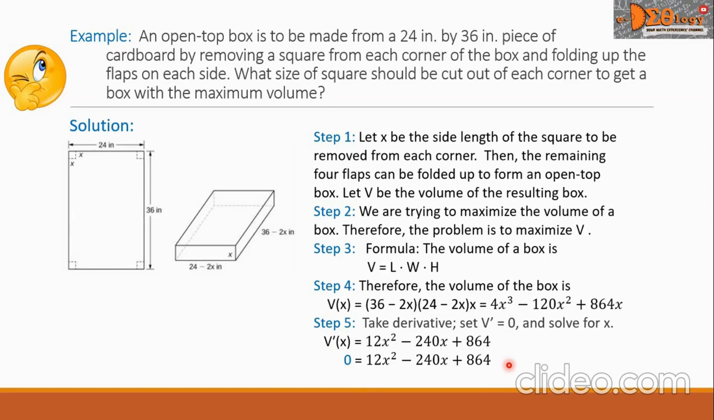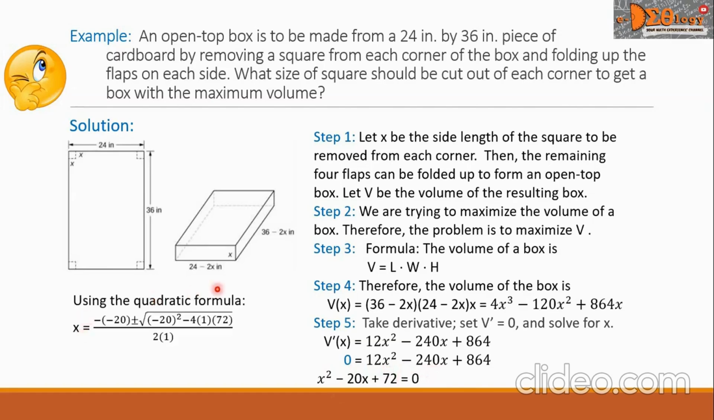First, let us simplify this equation by dividing by 12. So we will have the simplified one to be x squared minus 20x plus 72 equals 0. Let us use the quadratic formula. So the value of x now equals negative of negative 20 plus or minus the big square root here of the square of negative 20 minus 4 times 1 times 72, all over 2 times 1.